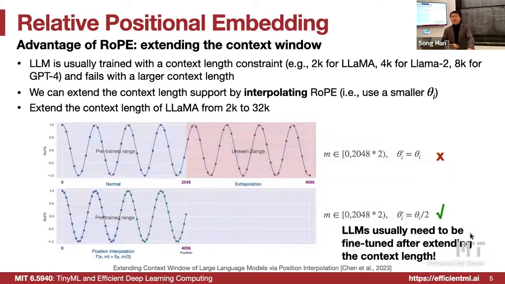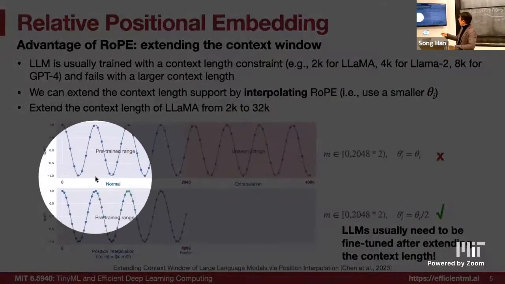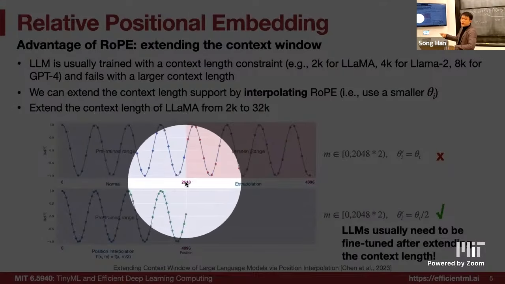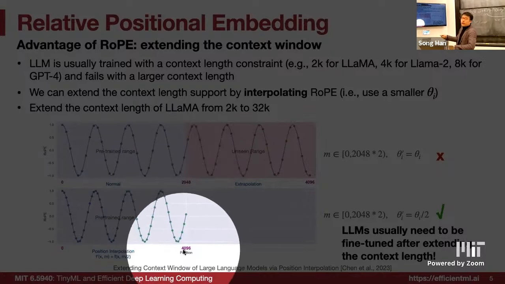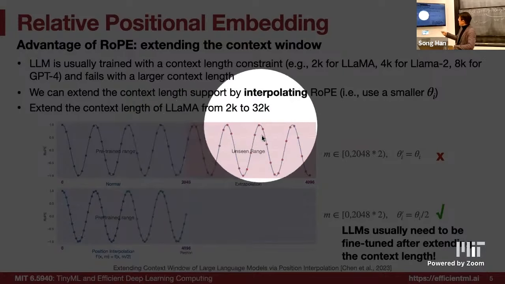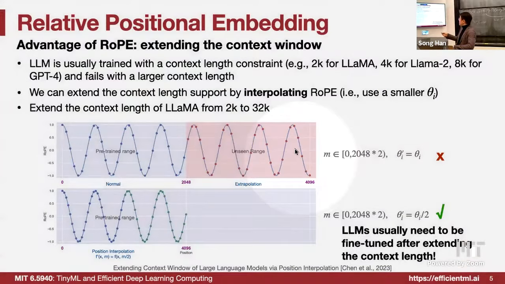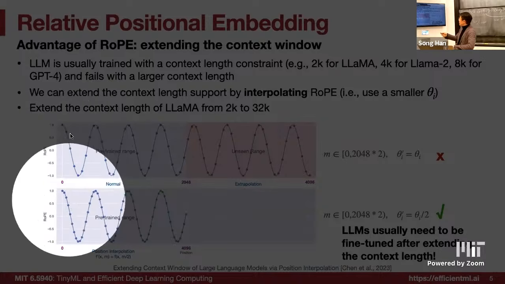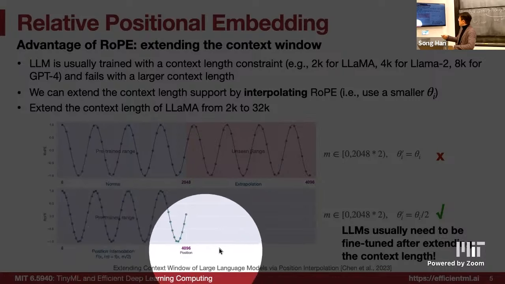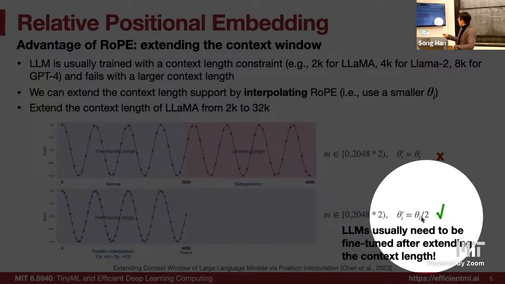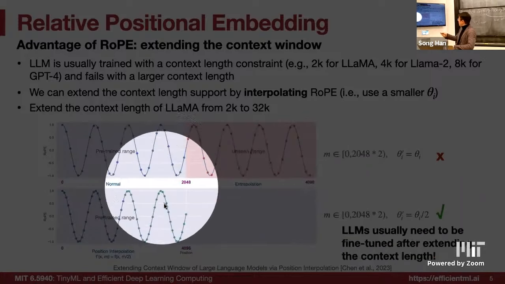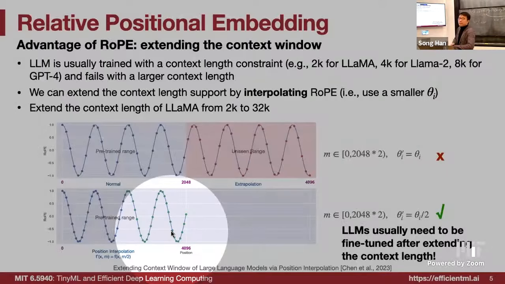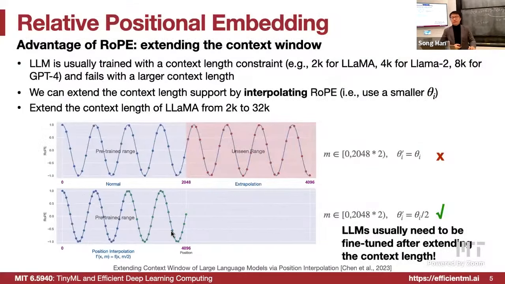What if you want to extend the context window? Previously, this is the original theta. It can handle context length up to 2K. What if you want to extend it to 4K? We should not just continue to extrapolate. This is the unseen range. Instead, we should double the frequency. Here we have this distance with 2 dots. Now we have 4 dots in the same distance. So basically, we are dividing theta by 2 so that we can still use the same range to represent the 4K range.